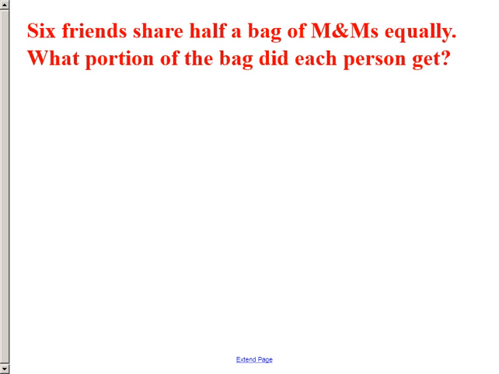So let's think about this one for just a minute. We know this is a division because we've got some key words here. It says we're going to share equally. Well, sharing equally is division. What is it that we're sharing? We're sharing the half a bag of M&Ms. So we're going to do 1/2, and how are we sharing it? 6 friends are sharing it. 1/2 divided by 6. That's the problem that we're going to want to model.